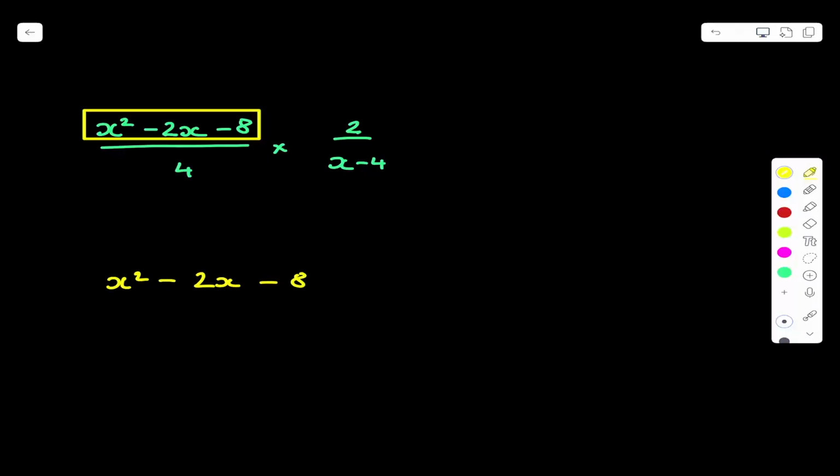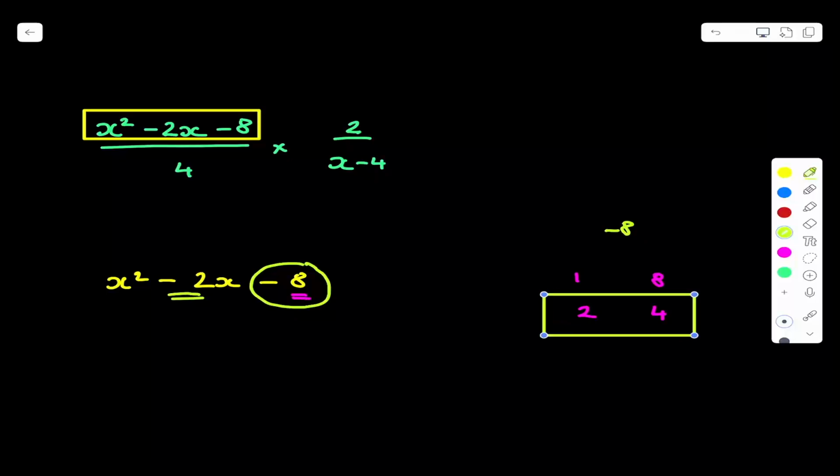In order to factorize this quadratic, what I like to do is write out all the multiples of 8. So that's 1 and 8, 2 and 4. And then they need to multiply to give you negative 8, so we could write that there, and add together to give you negative 2. So we know it has to be these two, and one of them would have to be negative. So if we do negative 4 plus 2, we get negative 2, and negative 4 multiplied by positive 2 gives me my negative 8. So we know those two are the factors.